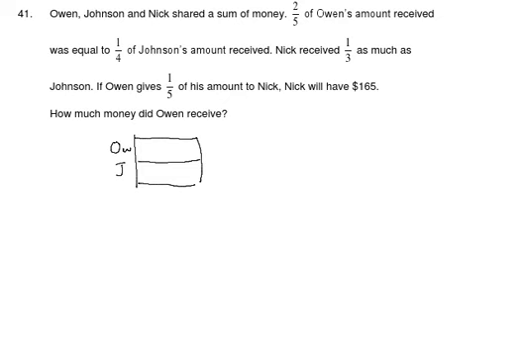So, 2/5 of Owen's amount. So, from here to here, it must be 2/5, right? Since it's 2/5, I cut into 2. Yes? Was equals to 1/4, so I don't actually need to cut it. I'll just leave it like this, because 1/4 is also 1 box, right?